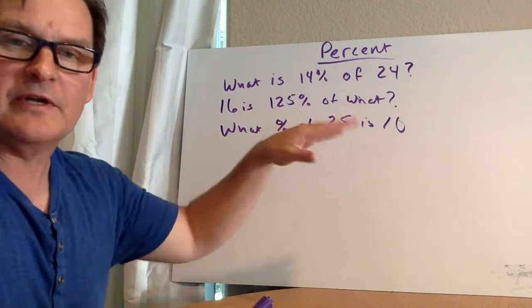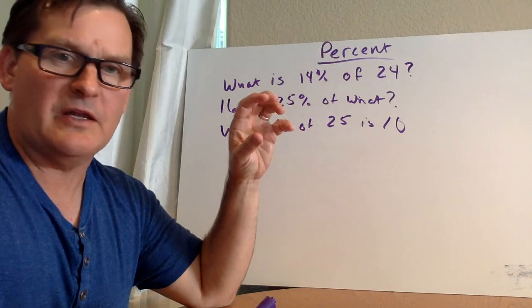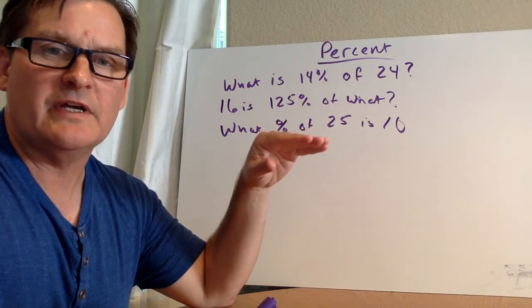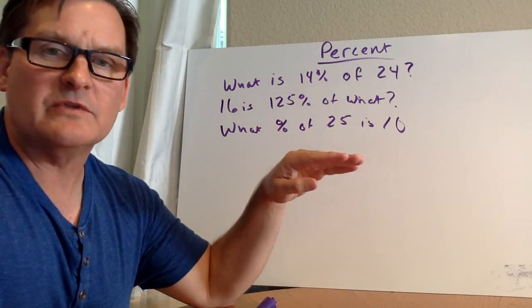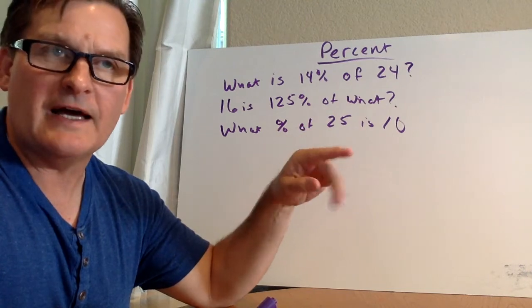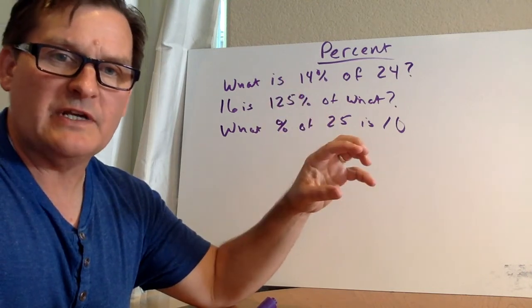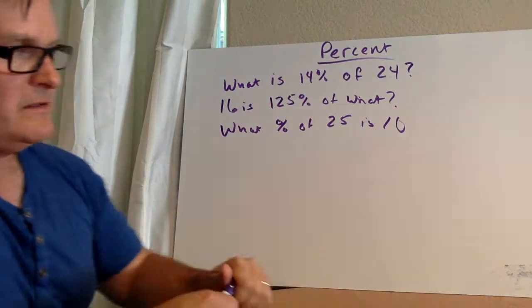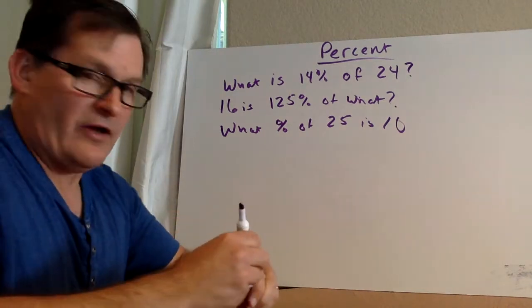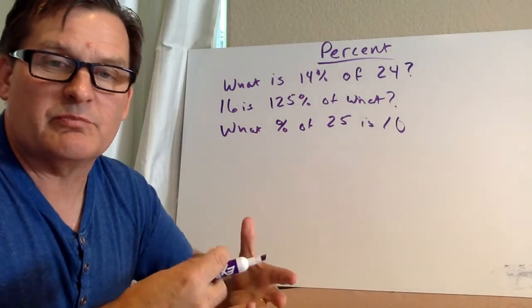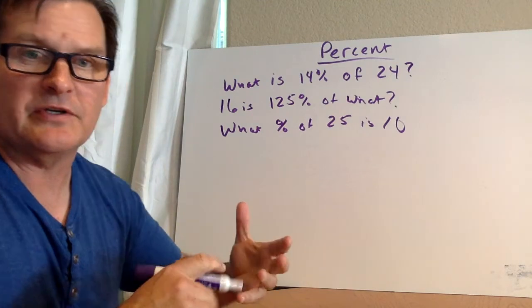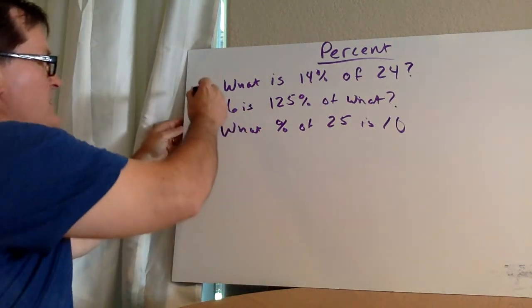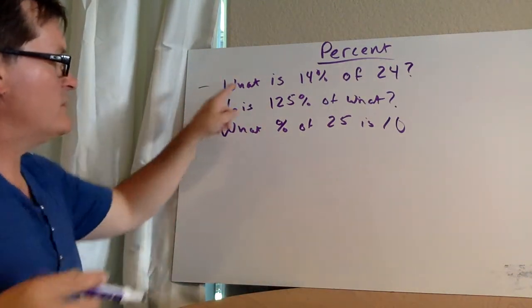So just quickly, what I'm going to use is what I call an is-of strategy, where the word is means equals, the word of means multiply, and if you can remember that, they're pretty easy to lay out. There are other ways to solve these for sure, but this is probably the quickest and easiest, so I'm going to show it to you real quick. So I've got three scenarios. We'll do the first one.